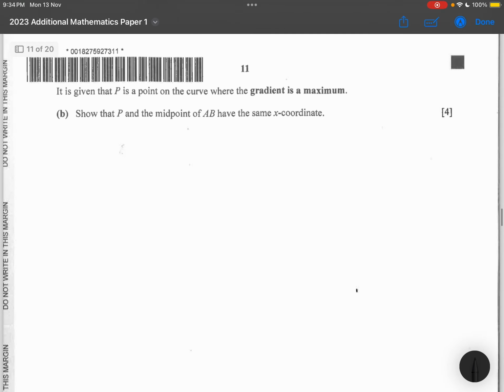Part B. It is given that P is a point on the curve where the gradient is a maximum. Show that P and the midpoint of AB have the same x coordinate. So when the gradient is a maximum, the gradient in this case I'm referring to the derivative, it has to be a maximum.